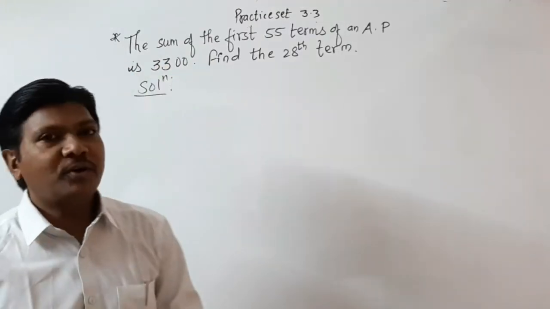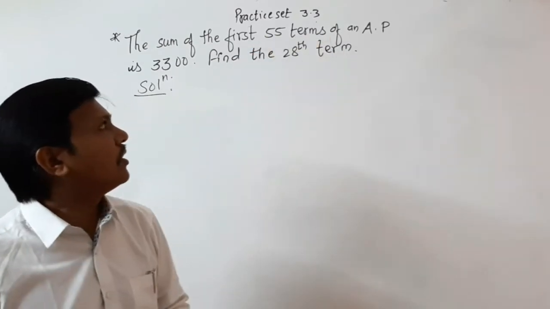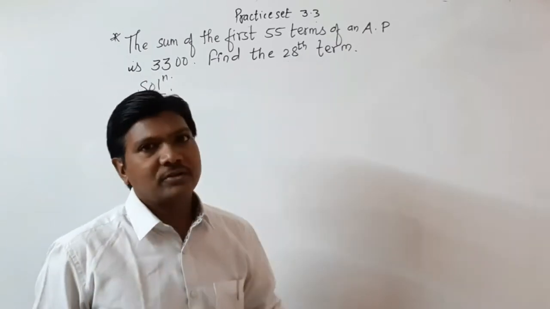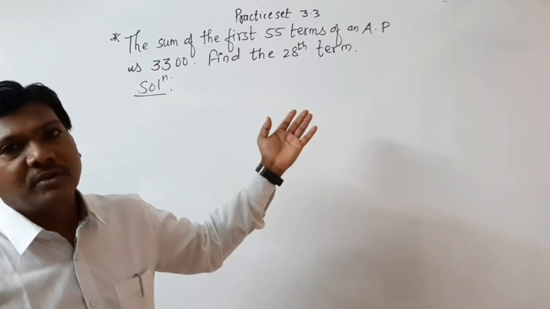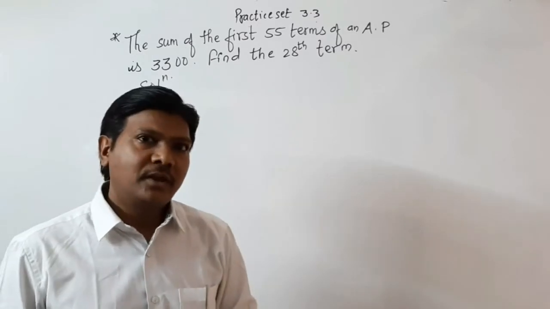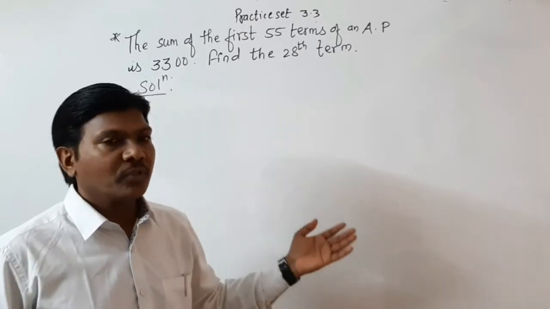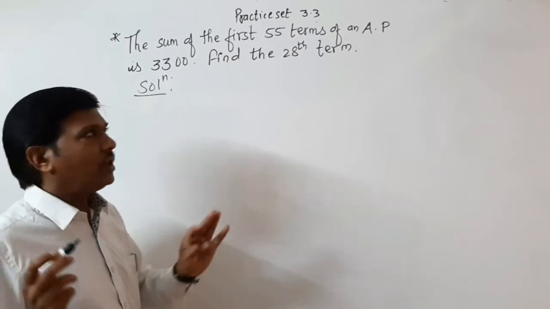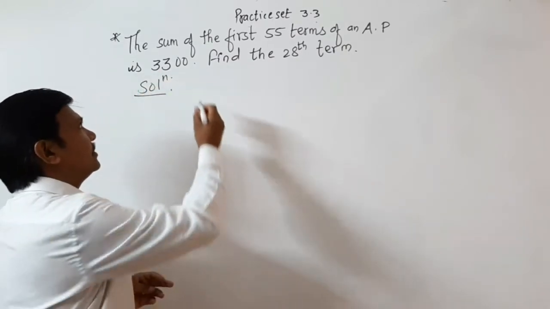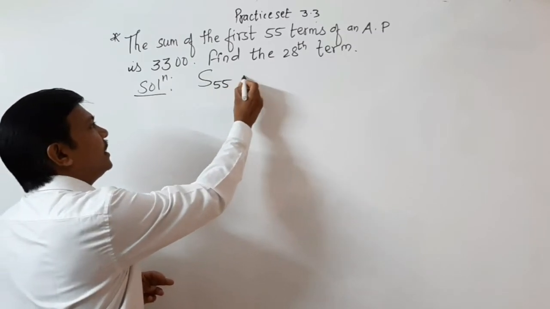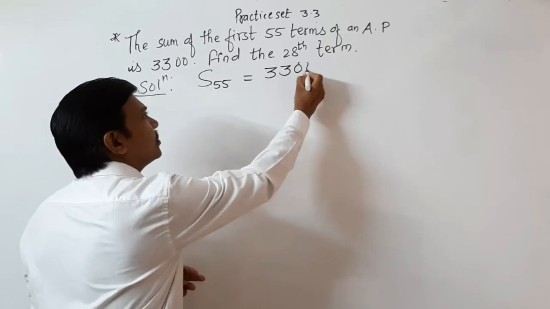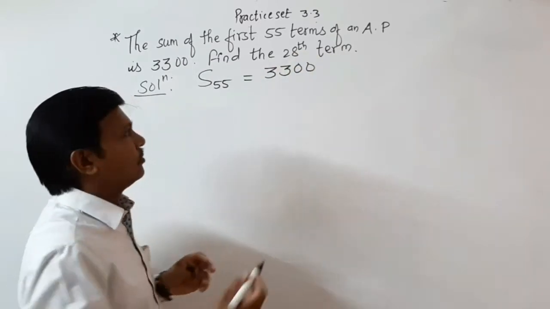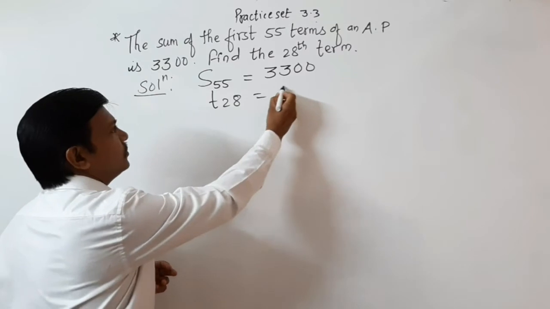Question is, the sum of the first 55 terms of an AP is 3300. Then find the 28th term. So student, read the example, what is given and what is to find, and think how we can find that value. So here first, the sum of the first 55 terms of an AP is 3300, means S55 is given, 3300. And here question mark is find the 28th term, means T28 equal to question mark.